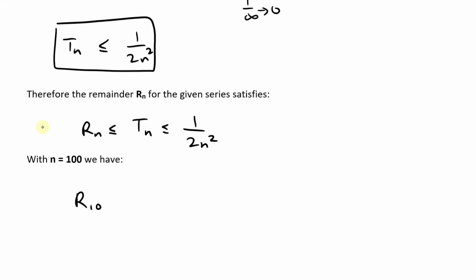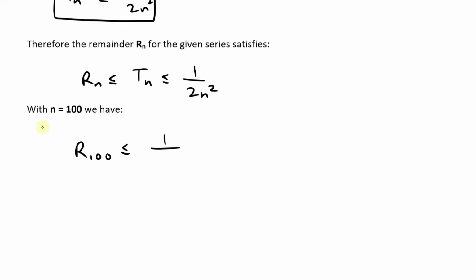So we're going to have R100 less than or equal to 1 over 2 times 100 squared. Let's write this down. It's going to be 1 over 2 times 100 squared, so 100 times 100 is 10,000. So 2 times 10,000, we have 20, and then the zeros have to match up, so 1, 2, 3, so 20,000.